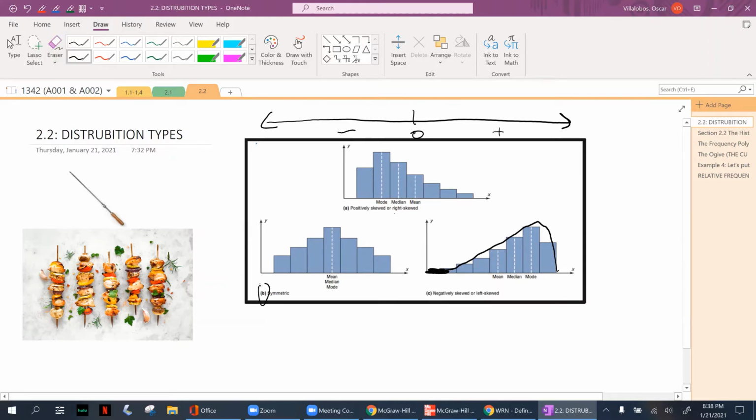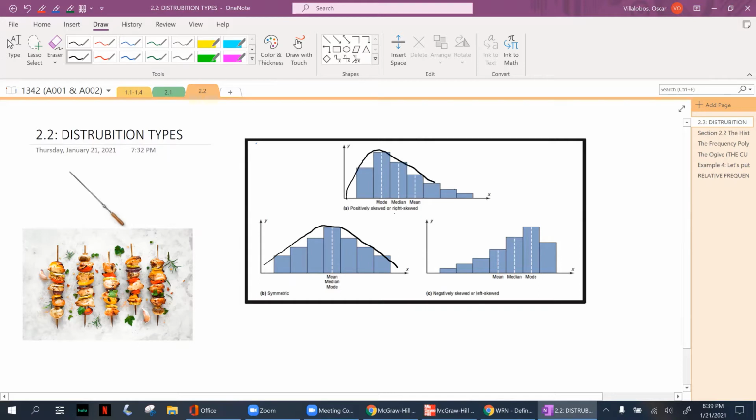And of course, I have B, which is symmetric. You'll see lots of these graphs, and these terms, through the remainder of the class, whenever we're graphing different types of data. If you see something that's balanced out, symmetrical, there you go, symmetric. If you see a graph that does something like this, it's right skewed, and if you see something that does this, it's left skewed. So there we go.